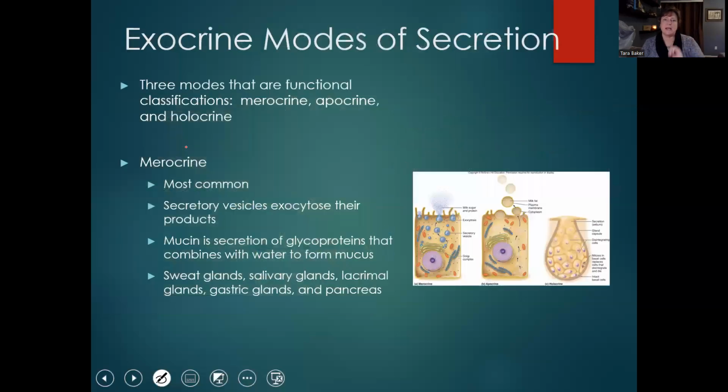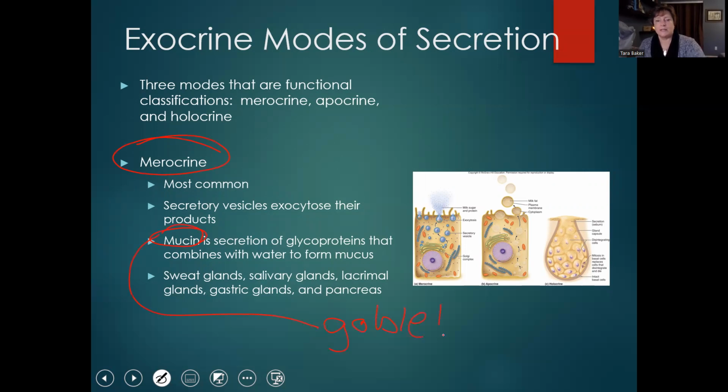There are three different types of exocrine glands that you are responsible for knowing: the merocrine, apocrine, and holocrine. All those three different types of exocrine glands just describe how the cells release whatever they're secreting. So the first is the merocrine glands. The merocrine glands are going to exocytose their components. An example of this is the mucin glands. So remember, that's the goblet cells.